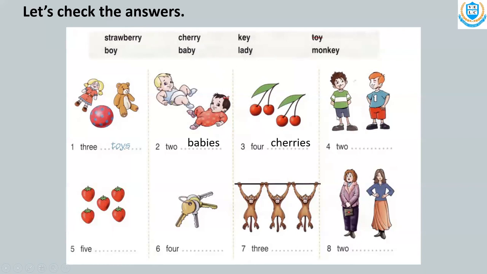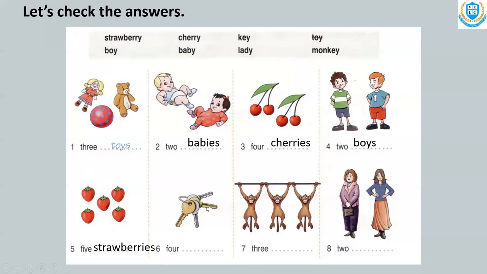They are boys. So, what are these? Strawberry. Okay, strawberries.